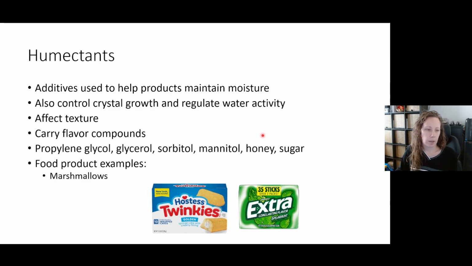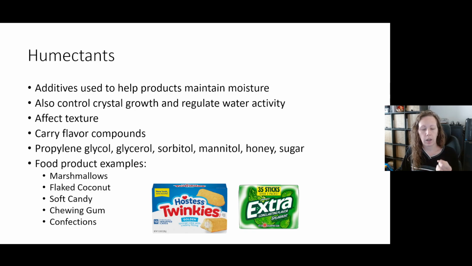So some food product examples: marshmallows can sometimes have humectants. Flaked coconut, soft candy, chewing gum, and other confections often have humectants. A couple examples that I found doing some internet searches: Twinkies have glycerin in them. This extra gum has 3 different humectants in it. Now, this is sugar-free gum, so it has sorbitol and mannitol in it, which are going to serve 2 purposes, right? They are sweeteners and they're going to act as humectants. And then it also has glycerol in it.